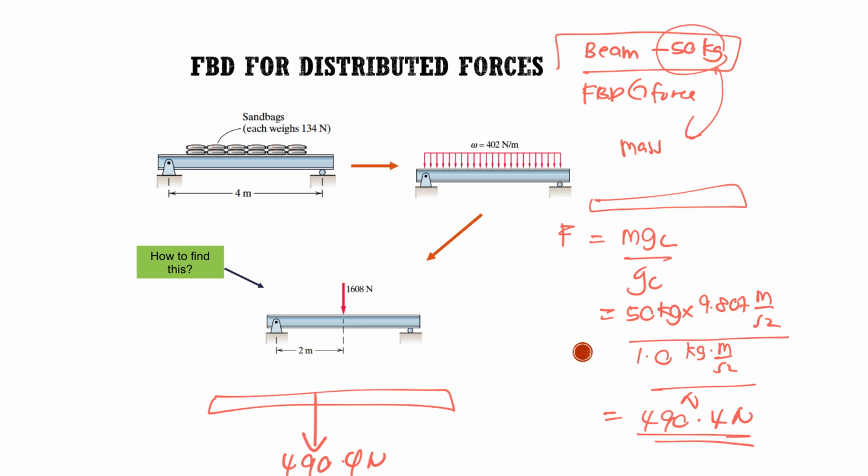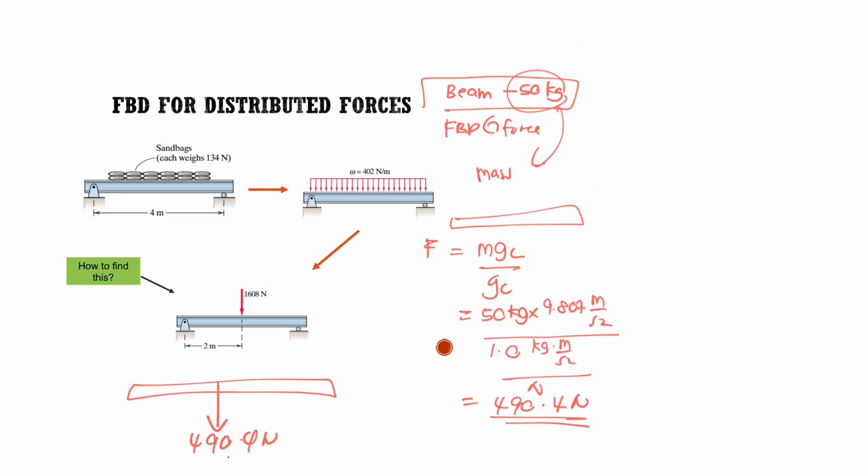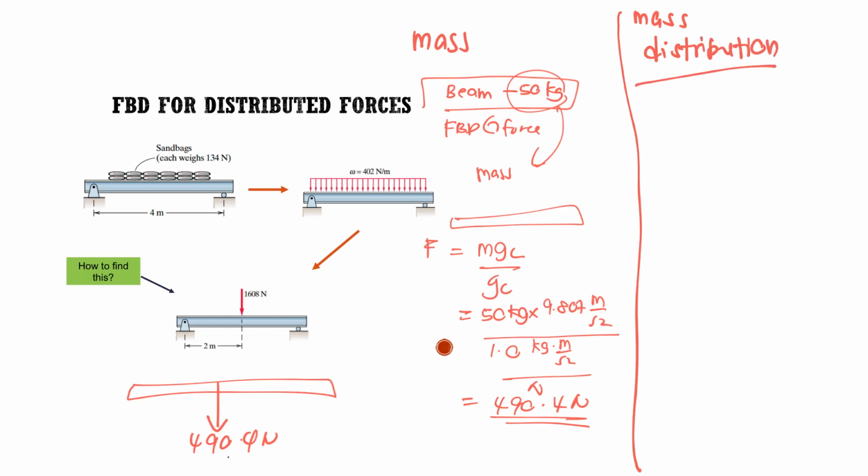What if the question states it has mass distribution? It's quite different. This is mass. What if the question states about mass distribution? For a mass distribution, mostly the question is going to state that the beam has a mass of 50 kilogram per meter. So definitely there is going to be mass distribution.